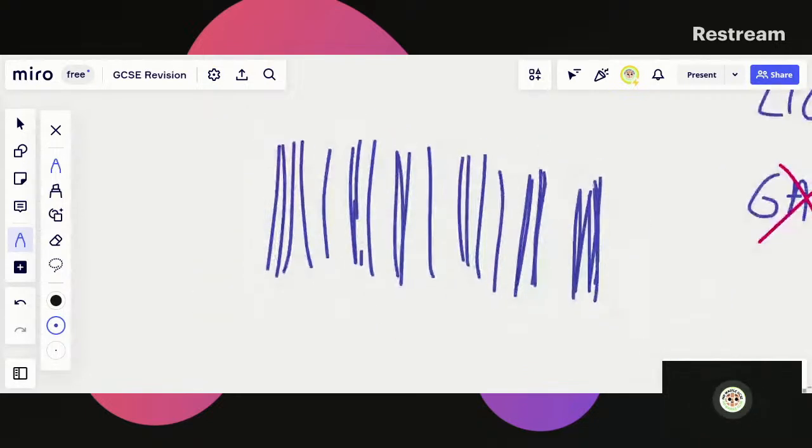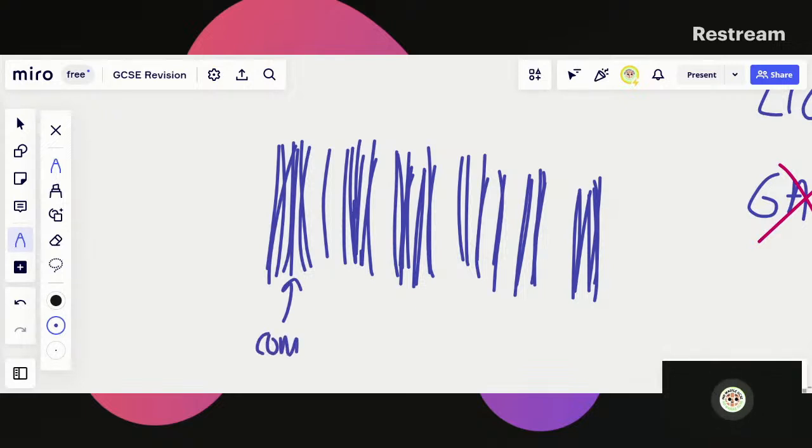For example, the areas of compression are the areas where there's lots of lines, and the particles are pretty much compressed. And areas of rarefaction are the opposite. So they are where there's just gaps between the particles.